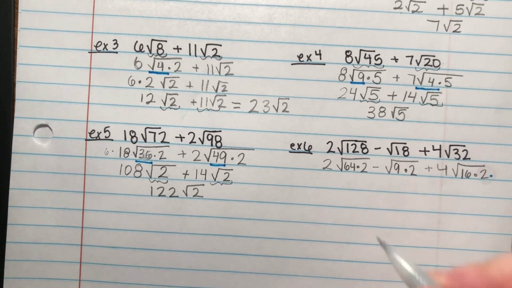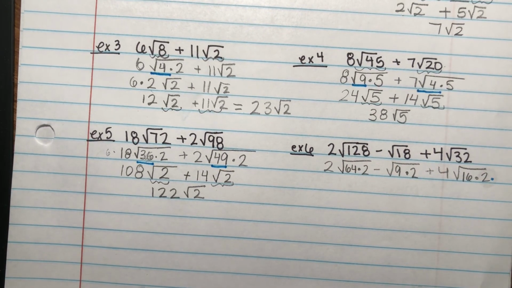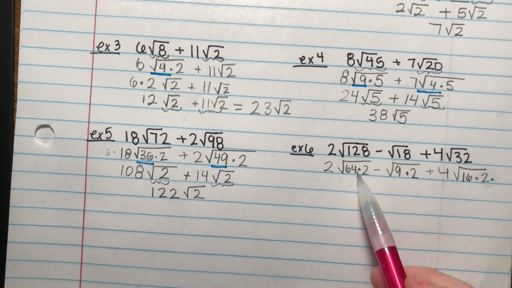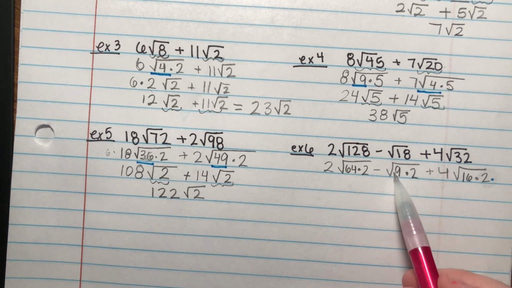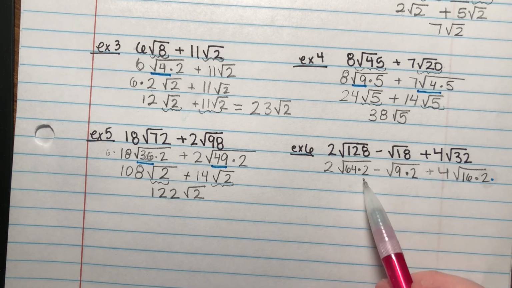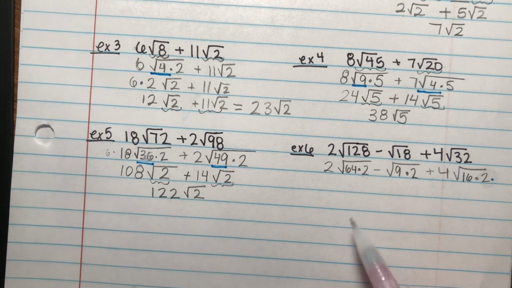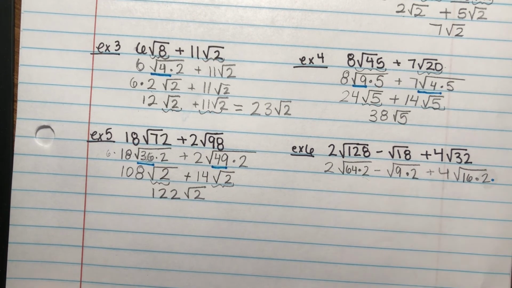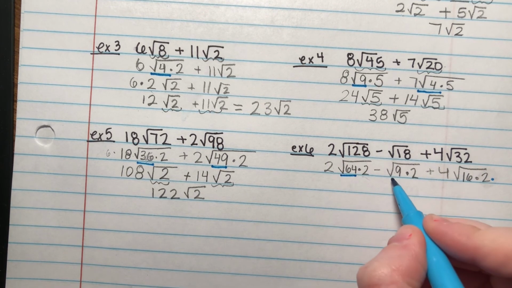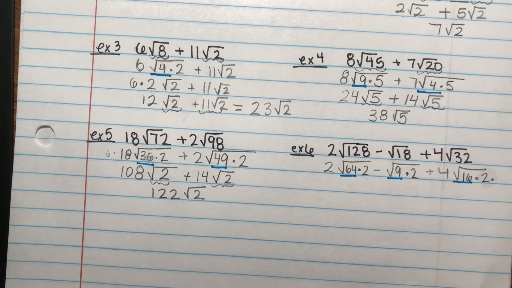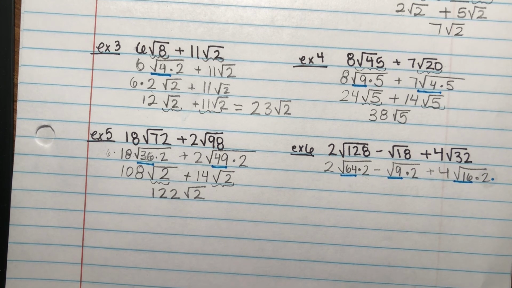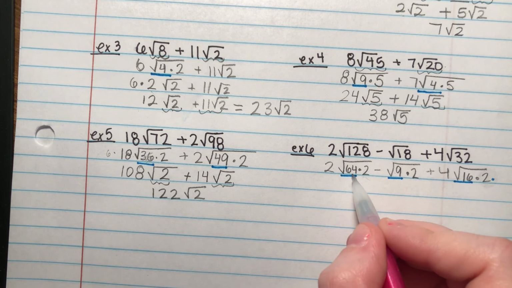All right. And another reason I like just starting with 2 is that usually if it does work for the first one, it'll work for the other 2. Because remember, once we take the square root out, all we're left with is the 2 inside. And that's our goal, to get the same radical. So remember, I'm pulling out the square root of 64, the square root of 9, and the square root of 16.